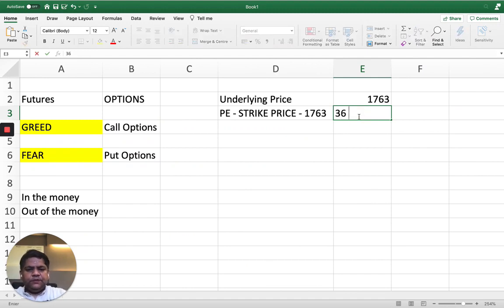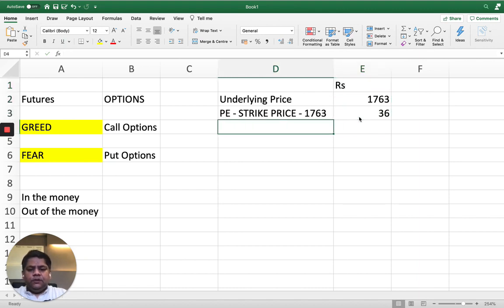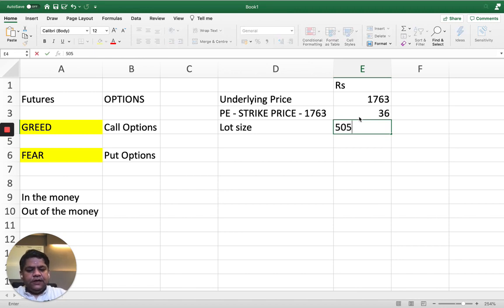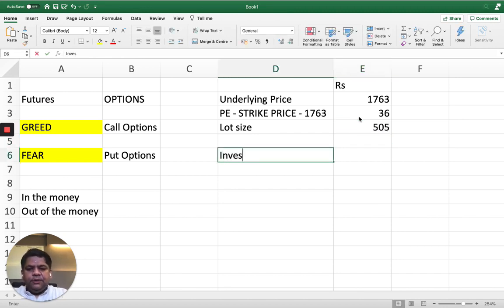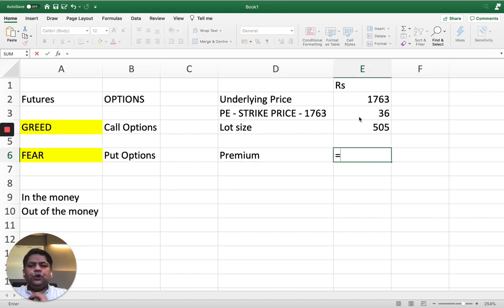36 rupees. I will not write rupee. We can write rupee here. Now, there was something called lot size, which is 505. So how much will be my investment? I can call it investment. Well, why call it a wrong term? It is called premium. Okay. So let's say you are making an investment by giving a premium towards overcoming your fear, where you don't want to take a hit if stock prices fall drastically tomorrow.